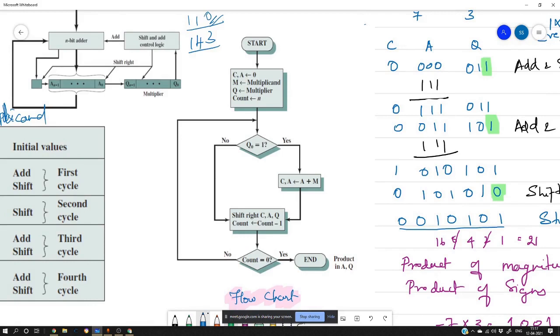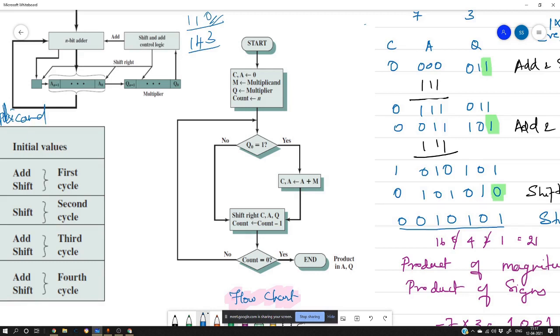So initialize C and A with 0. That is, initialize the accumulator and the carry bit with 0. And move the multiplicand into M and multiplier into Q. So at every step, you're going to check the bit in the multiplier. That is what we did in the previous case.